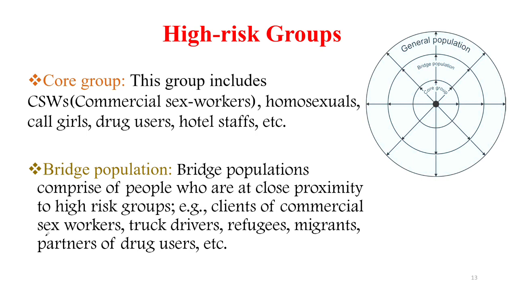Who are included in the bridge population? Bridge populations comprise people who are in close proximity to high risk groups. Example, clients of commercial sex workers, truck drivers, refugees, migrants, partners of drug users, etc. Now observe this diagram. This is the general population, this is the core group, and this is the bridge population. It acts as a link between the general population and the core group.